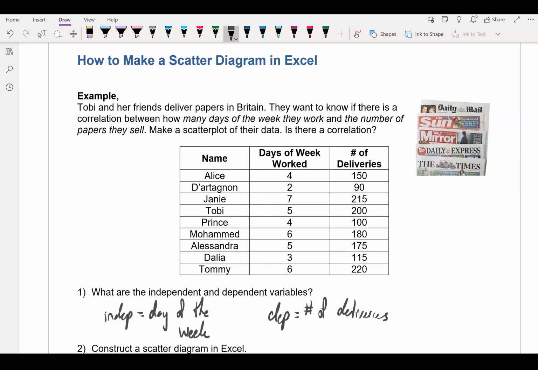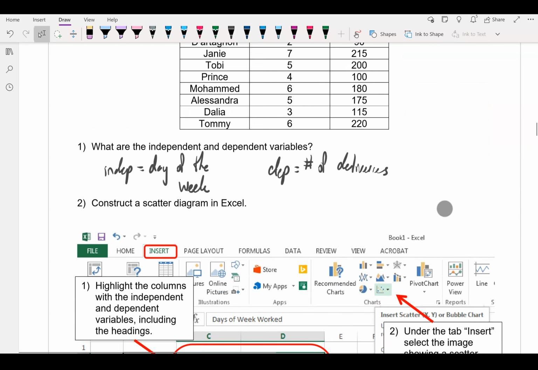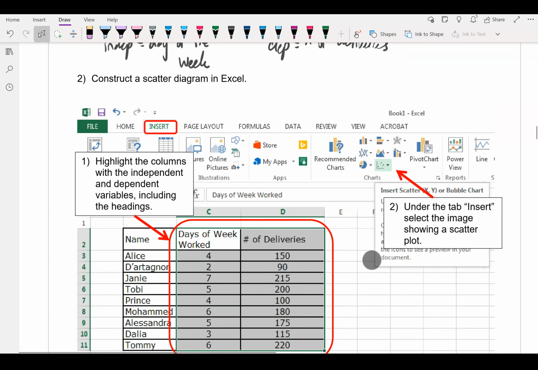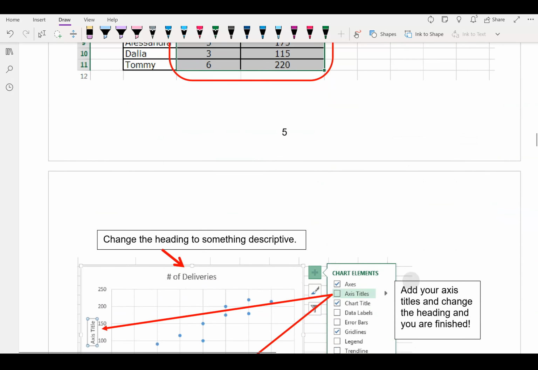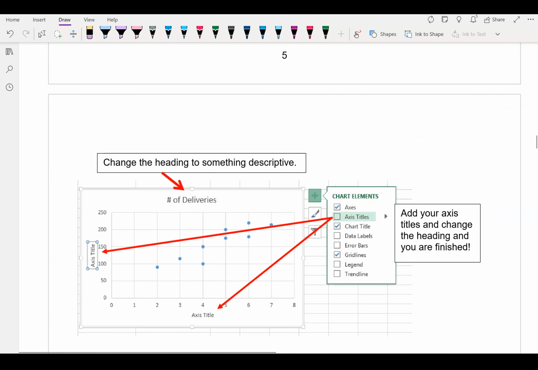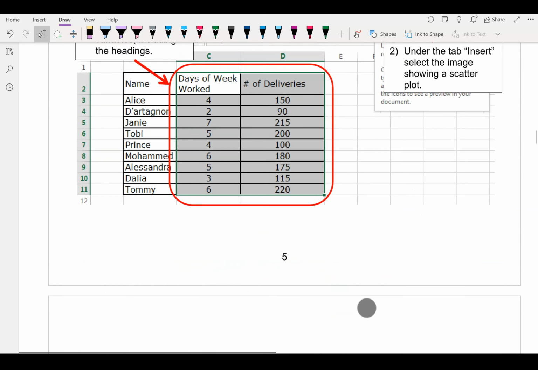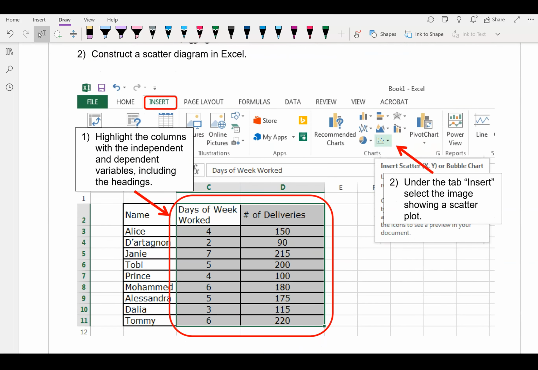And second, it says construct a scatter diagram in Excel. Now the steps are here, and you can read through them yourself. It says we need to put them in Excel. We need to highlight the columns, including the headings. We need to go to Insert, Line Graph, or usually we can even go to Recommended Charts. You can go to Scatterplot, and then we're going to change the header, give it some axes, and we'll be done. So let's pop over to Excel and do that.